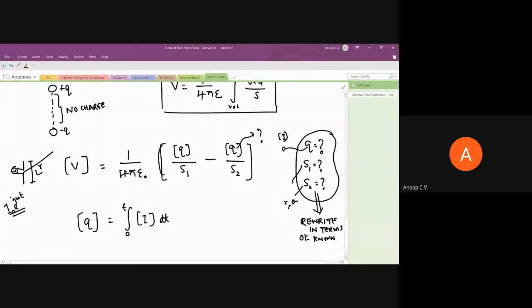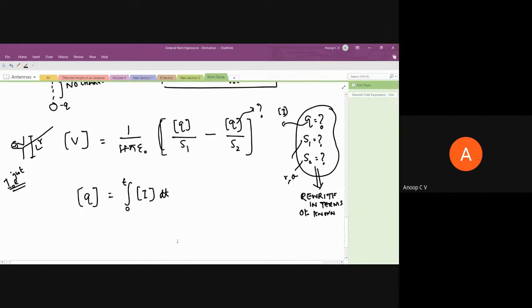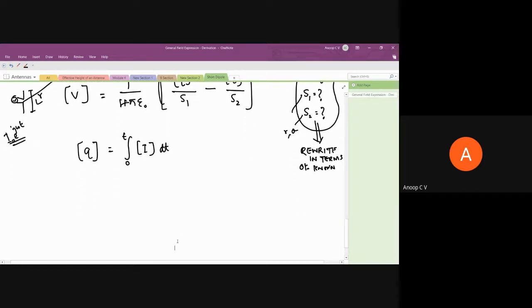Suppose the current started flowing from time t equal to 0, and at any given time t, how much charge is accumulated? If I want to know that, I should integrate the current from 0 to t. This is an assumption. I'm assuming the current started flowing from time t equal to 0. So it's okay to assume that. Why? Because it's up to us which is time t equal to 0.